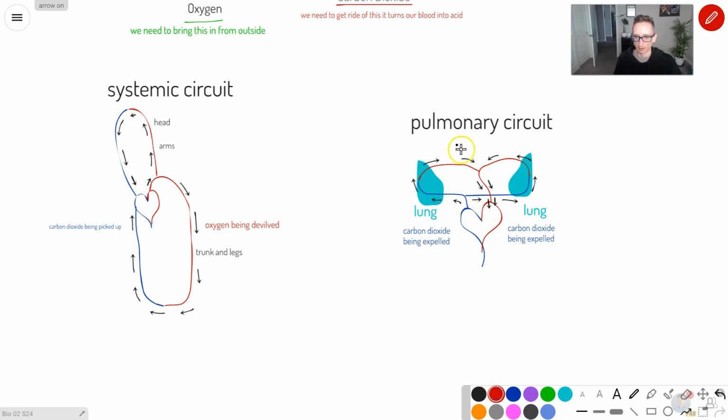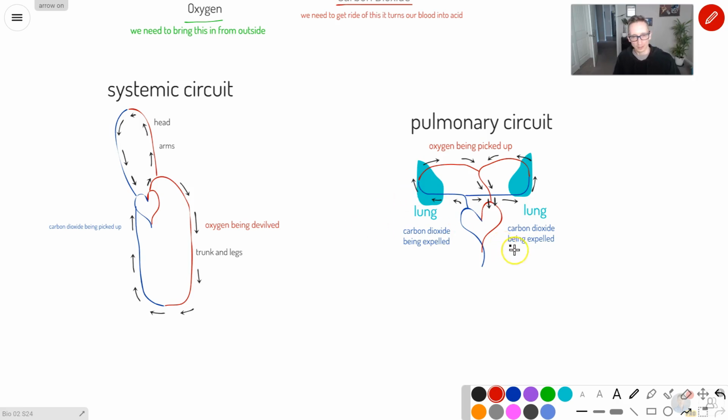And then oxygen being picked up. So the carbon dioxide is expelled, oxygen's picked up, and then it pumps it into this. Oxygen being delivered. This is also happening upstairs here: carbon dioxide being picked up, carbon dioxide being released. These are the two circuits of our cardiovascular system.